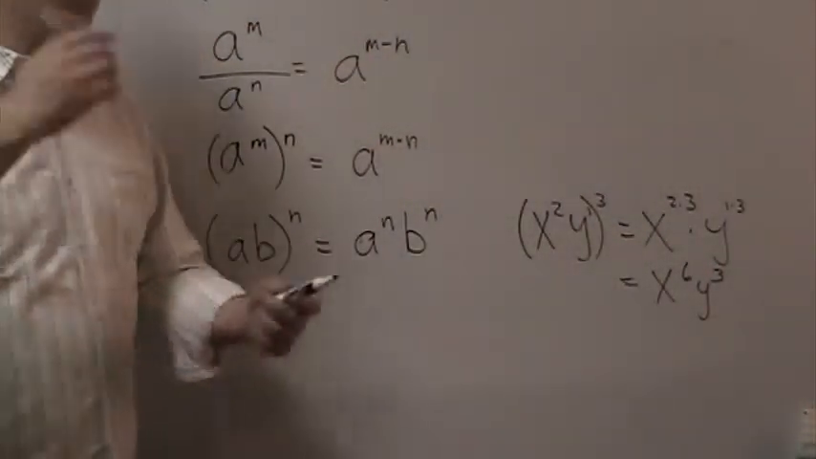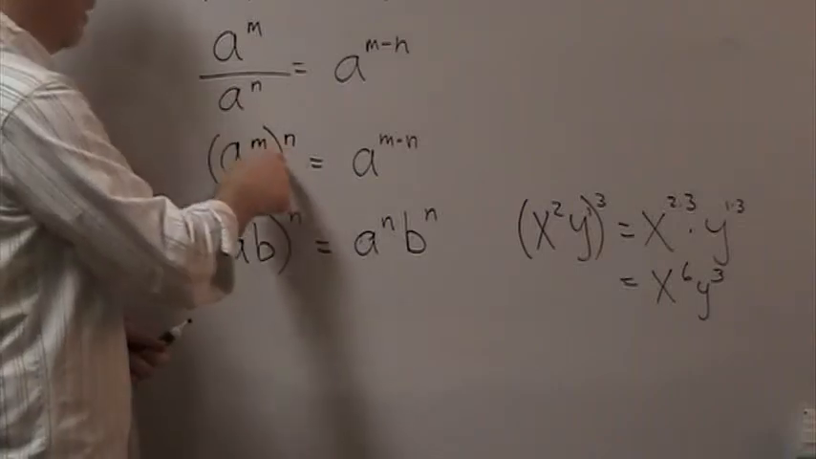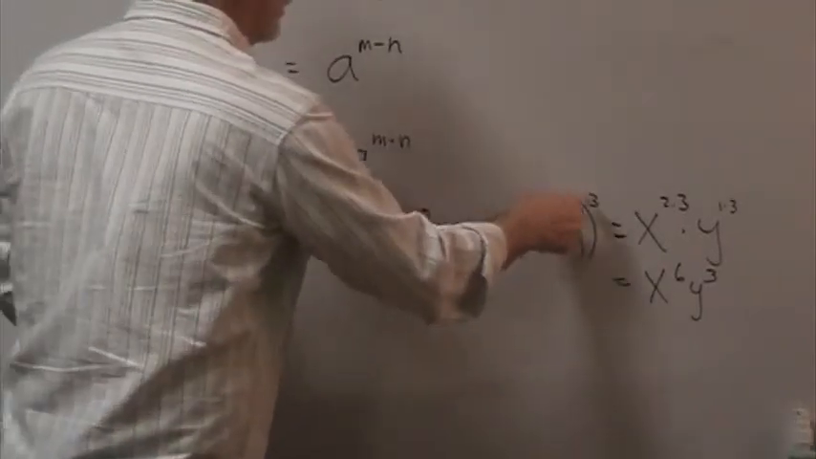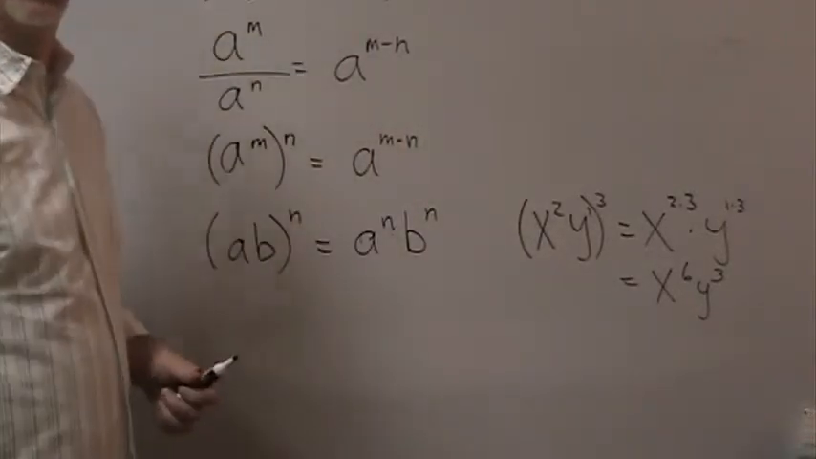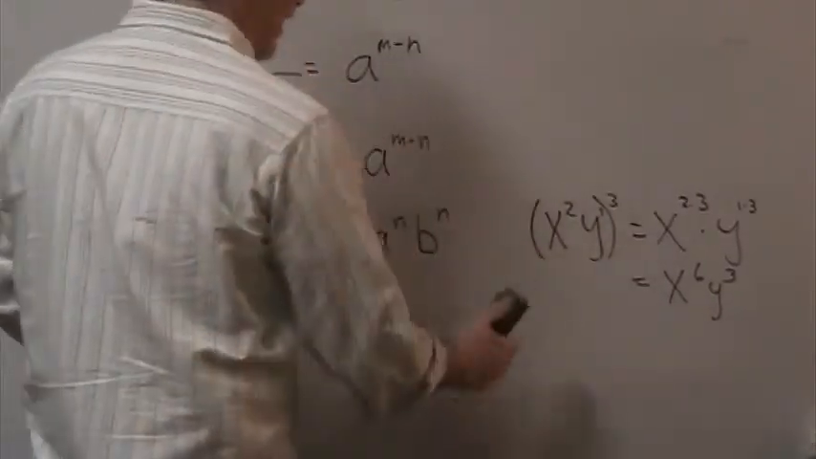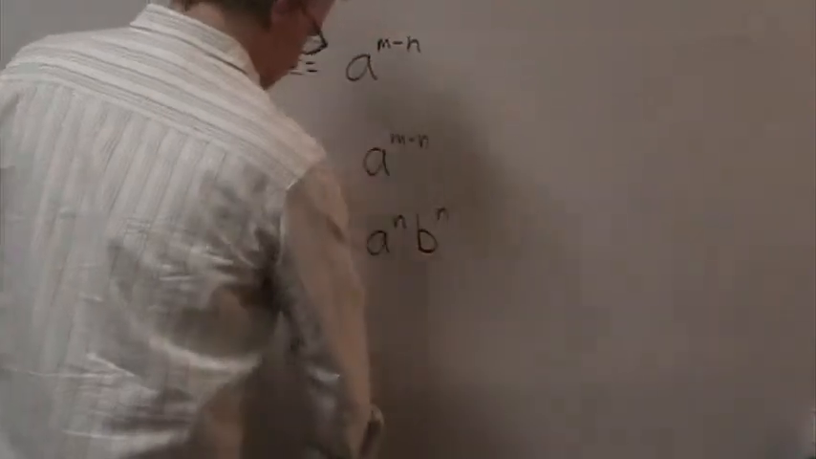As you get really good at this, you can easily see, looking at the power rule, 2 times 3 is 6, 3 times 1 is 3, x to the 6th, y to the 3rd. You'll be able to work this out just like that. And for you to have a lot of success in this class, you have to move quickly beyond these types of things.